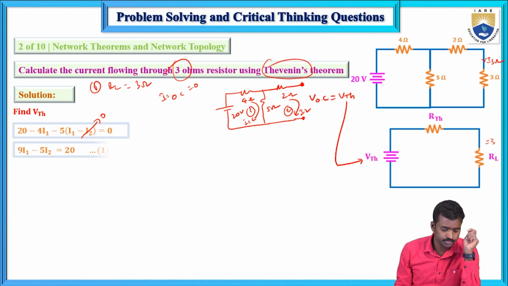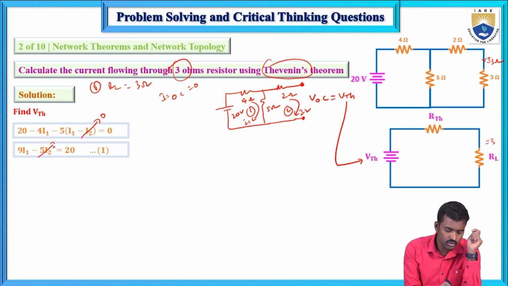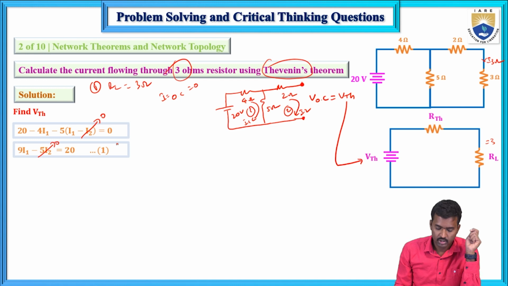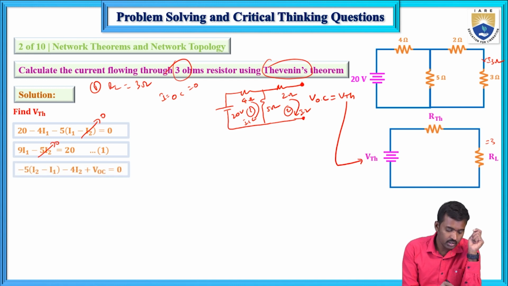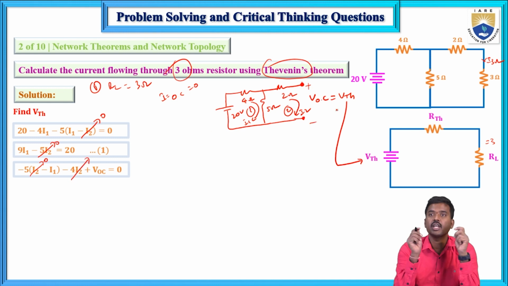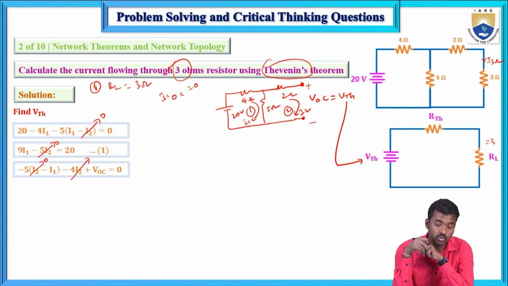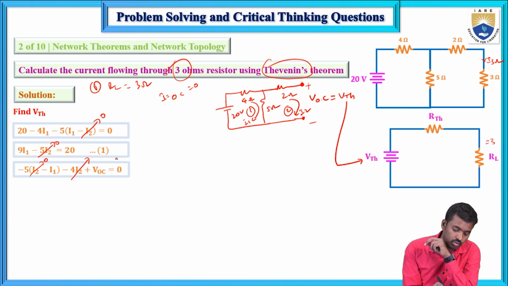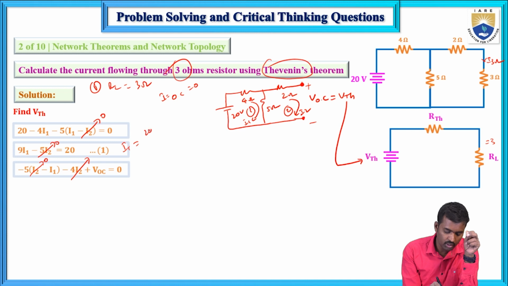Here 9 I1 equals 20, so I1 equals 20 by 9. Next, the second equation: apply KVL, the algebraic sum of total voltages in a loop equals 0. Minus 5 times (I2 minus I1), minus 4 I2, plus VOC equals 0. Here I2 equals 0 and I1 equals 20 by 9. Substitute in this and you will get VOC.